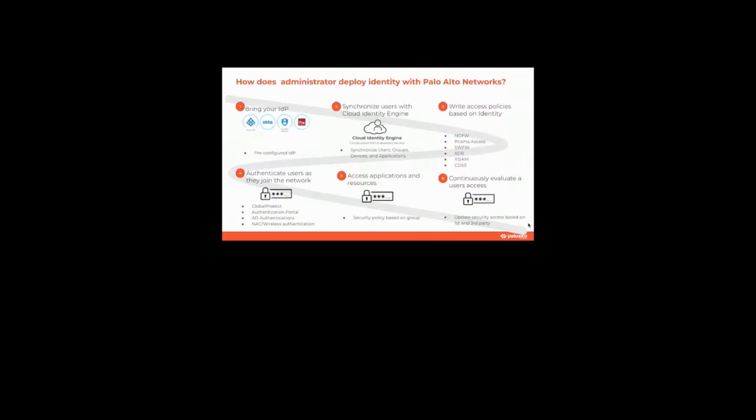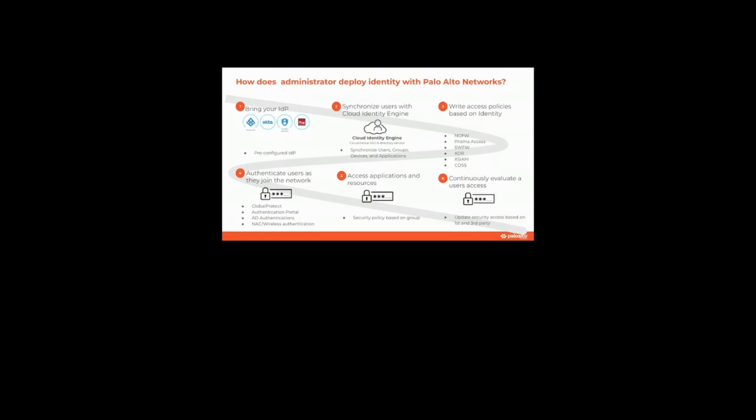Getting a little more into the nuts and bolts here. How do you actually deploy identity with Palo Alto Networks? How do you ensure that in your zero trust journey, where identity is the keystone, where it is the new perimeter, they are able to utilize the Cloud Identity Engine effectively across all of the pieces of our portfolio?